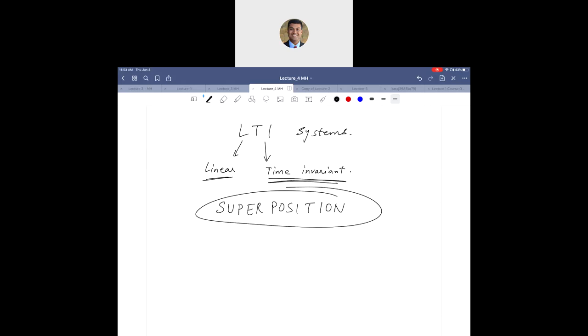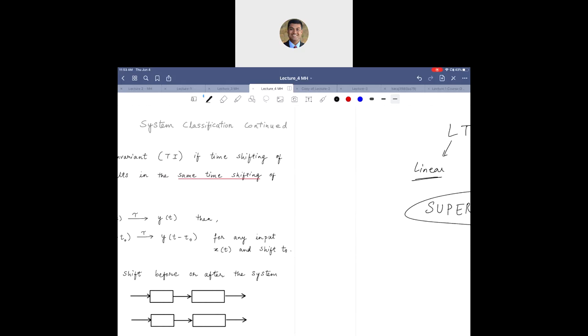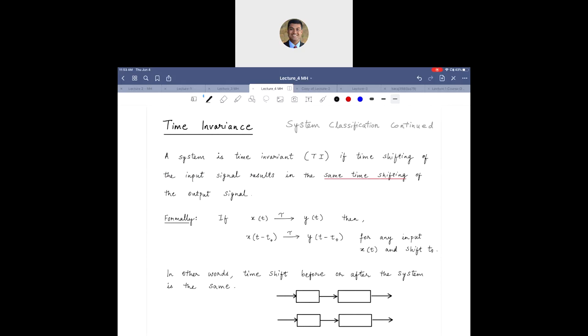In order to be able to apply superposition, the system needs to be linear and time invariant, LTI systems. So we looked at the first piece of LTI, the L, the linearity. Next we look at the time invariance, the TI property. So let's define it first.